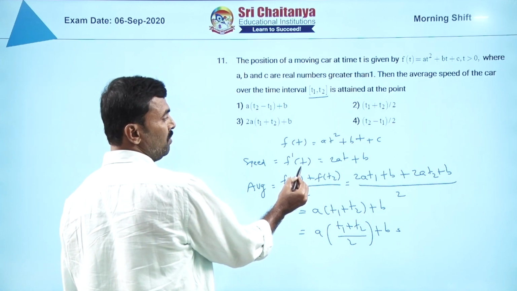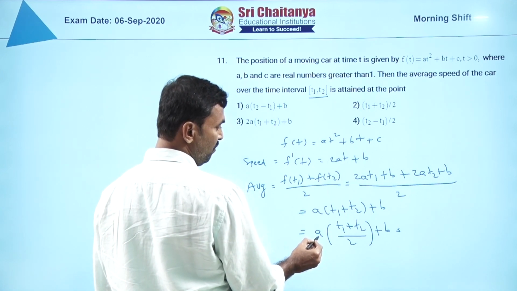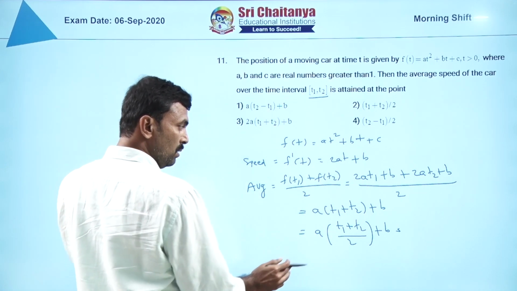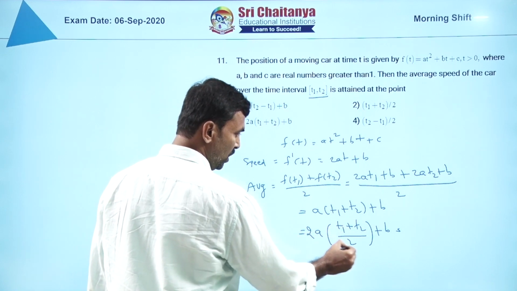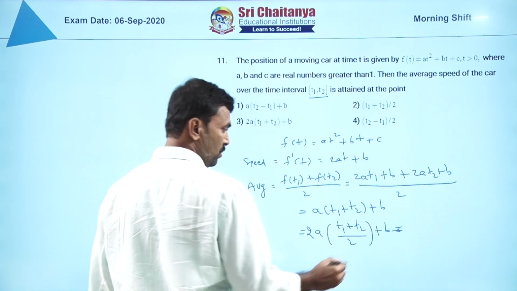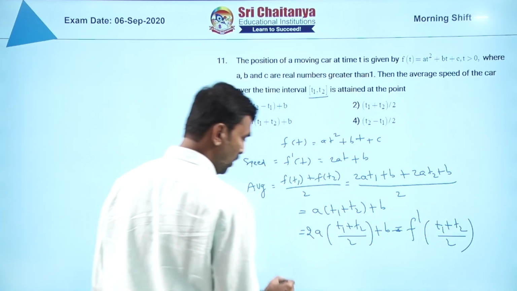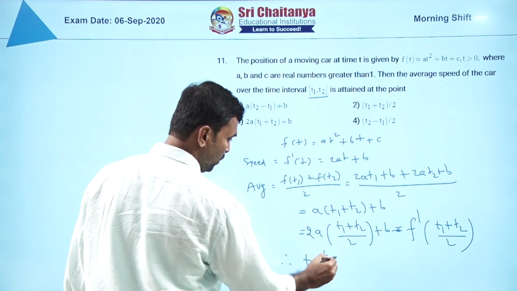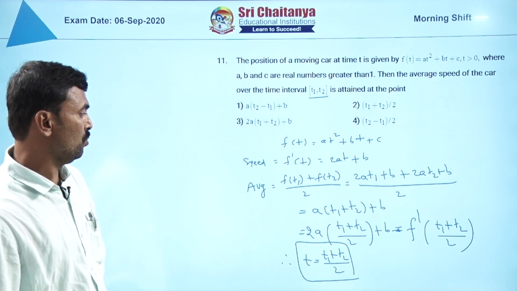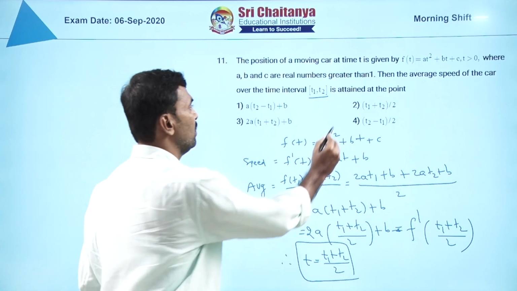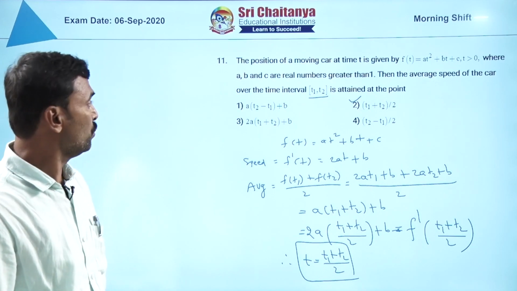If you observe the derivative of the function f of t, f dash t is 2at plus b. Here, because I am writing 2, I have to multiply by 2, then it takes the form 2a into t plus b. So, this is nothing but f dash of (t1 plus t2) by 2. Therefore, t is equal to (t1 plus t2) by 2. So, the average speed occurs at (t1 plus t2) by 2. Our answer is 2. The second option is the correct option for the 11th problem. Now, we will go to the 12th problem.